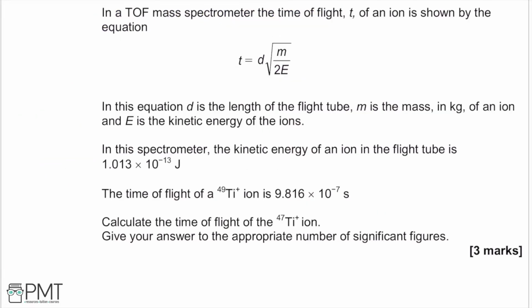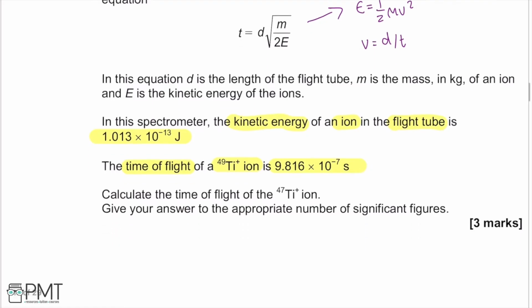For the final part of the question, we are told that in a time-of-flight mass spectrometer, the time-of-flight T of an ion is shown by the equation, which actually combines 2 well-known equations of E equals a half mv squared and v equals distance over time. We are then told that in this spectrometer, the kinetic energy of an ion in the flight tube is 1.013 times 10 to the minus 13 joules, and the time of flight of a titanium-49 plus ion is 9.816 times 10 to the minus 7 seconds.